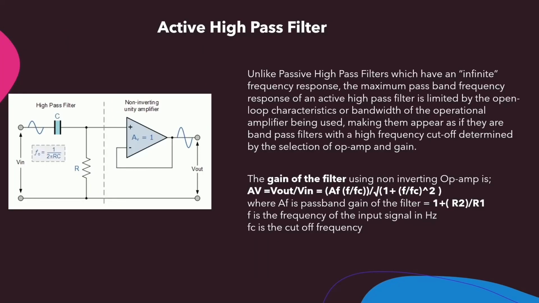Active high-pass filters, unlike the passive high-pass filters which have an infinite frequency response, have a maximum passband frequency response limited by the open loop characteristic or bandwidth of the operational amplifier being used, making them appear as if they are bandpass filters with a high frequency cutoff determined by selection of op-amp and gain.